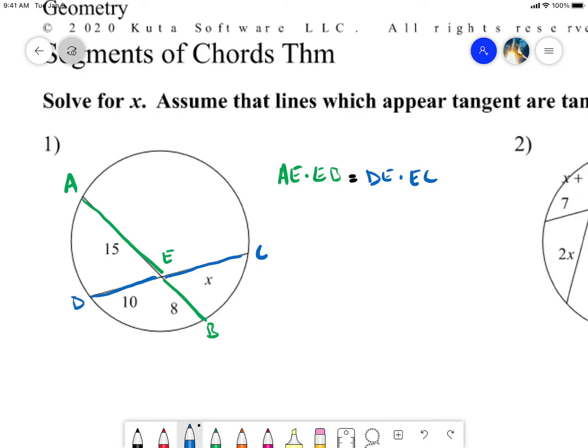Okay? So now we want to look at what the pieces are, and then we can substitute since we know what their values are. So since I know AE is 15, EB is 8, if I multiply those together, that should give me the same thing as multiplying DE, which is 10, times EC, which is X.